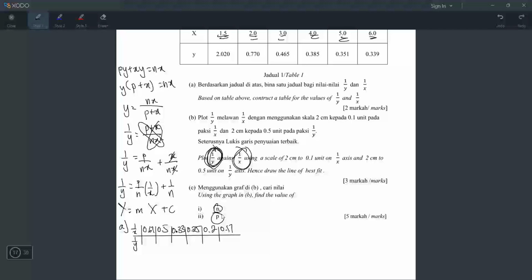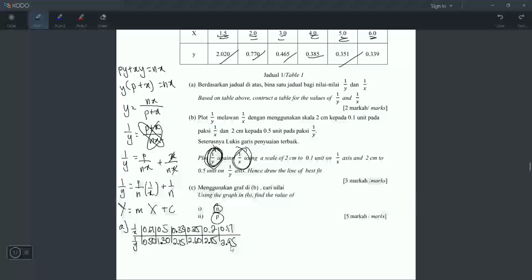Okay, now for the 1 over y values. So we will press 1 divide 2.02. Okay, 0.495, so 0.50. And then the next one, 1 divide 0.77, okay, 1.30. And then this one is 1 divide 0.465, 2.15. And then 1 divide 0.385, 2.60. And then 1 divide 0.351, 2.85. And 1 divide 0.339, 2.95.